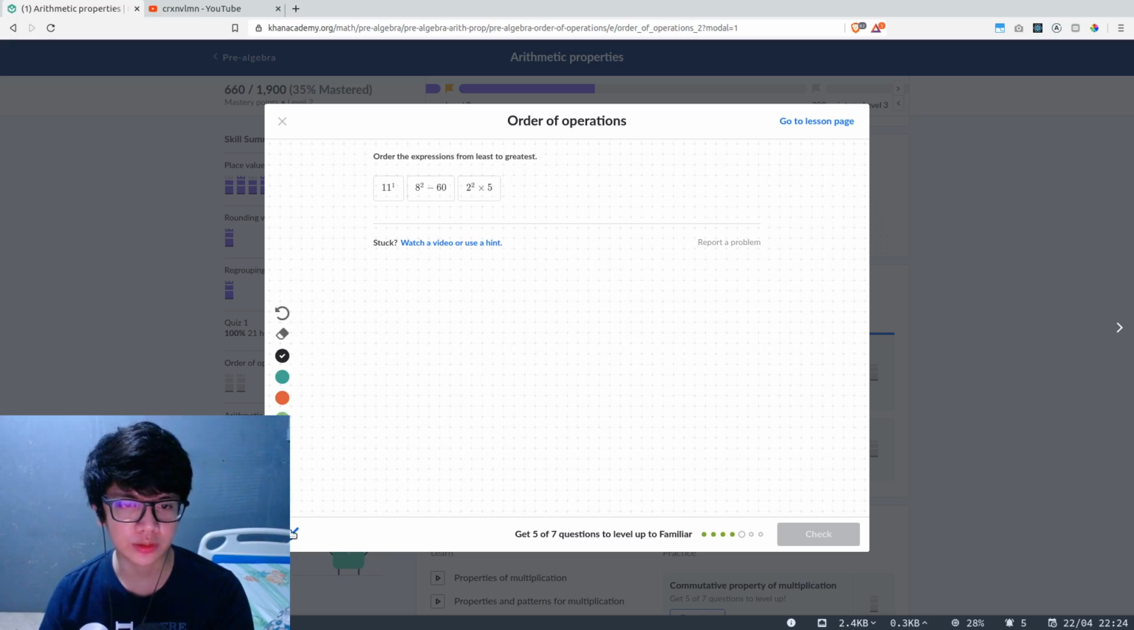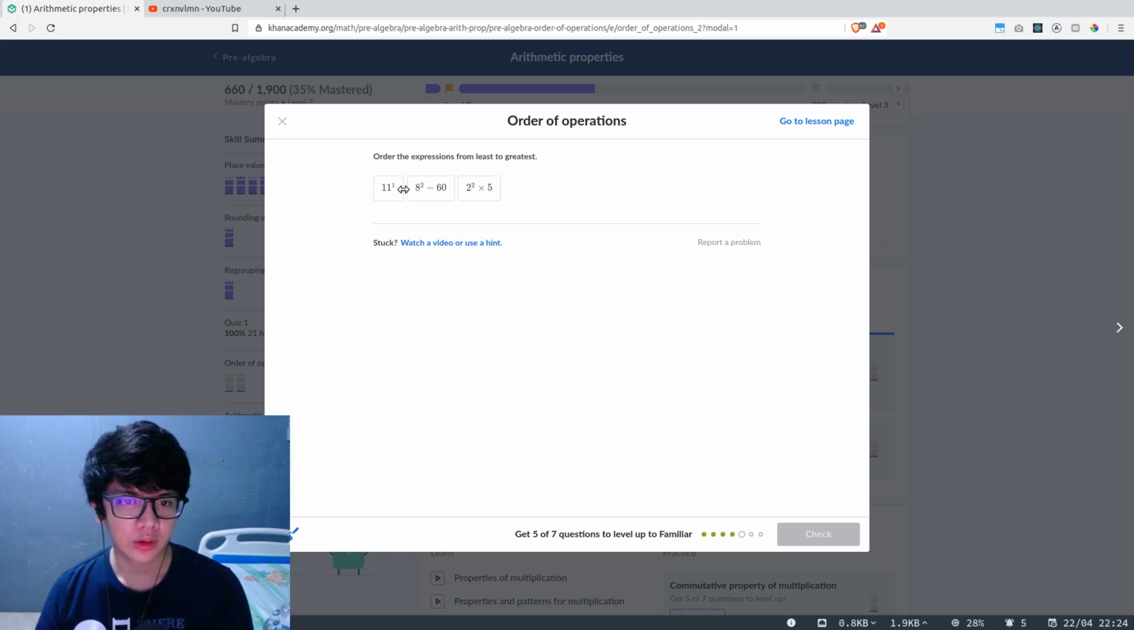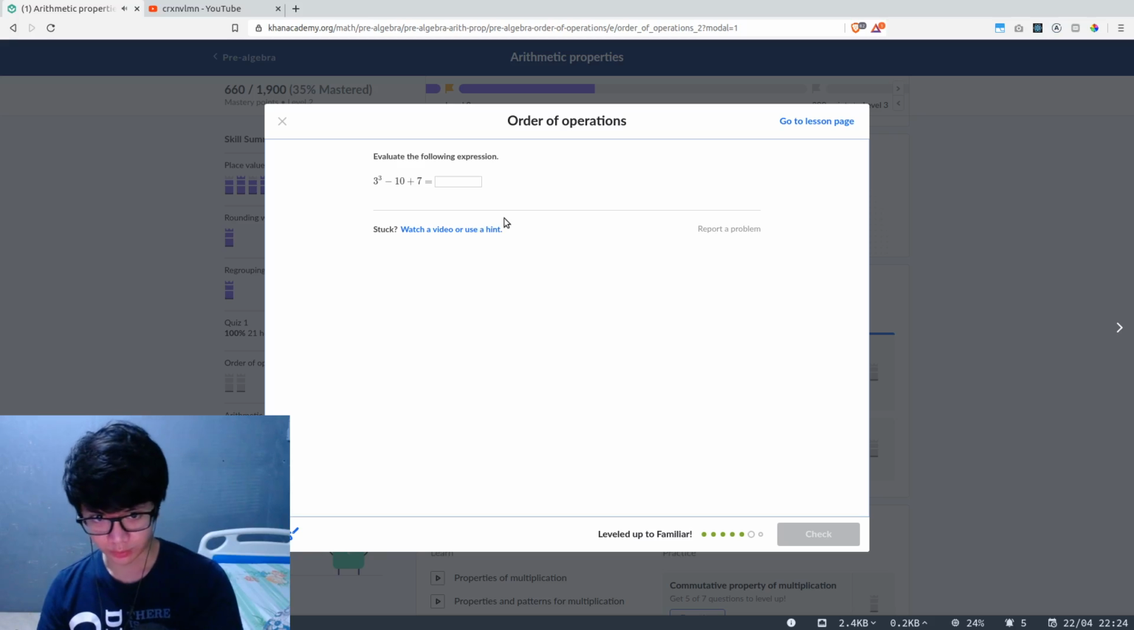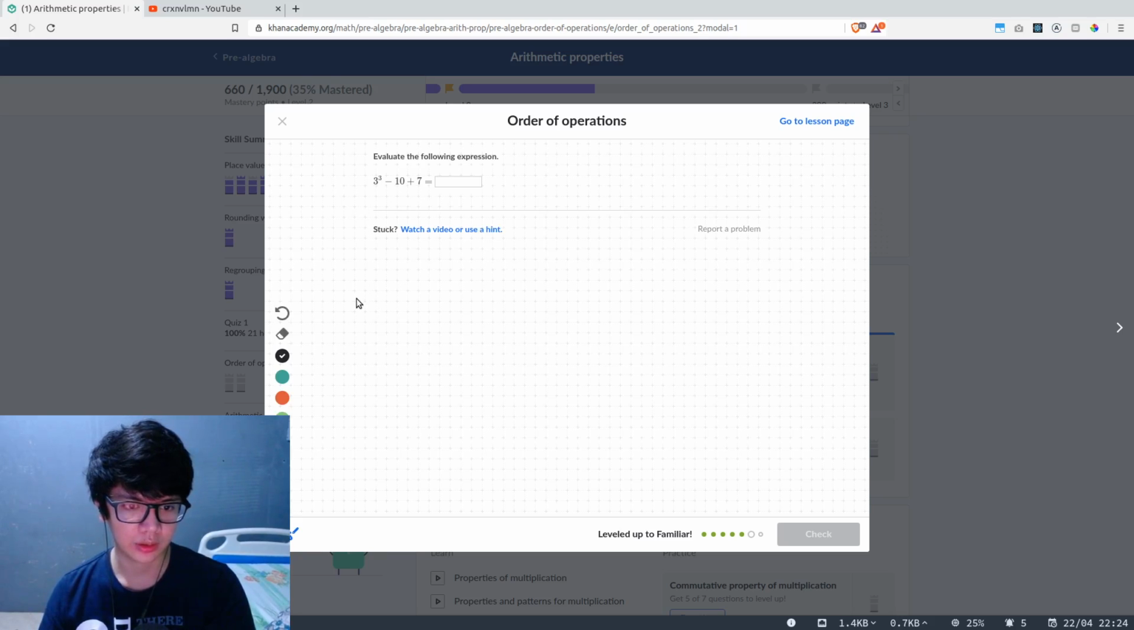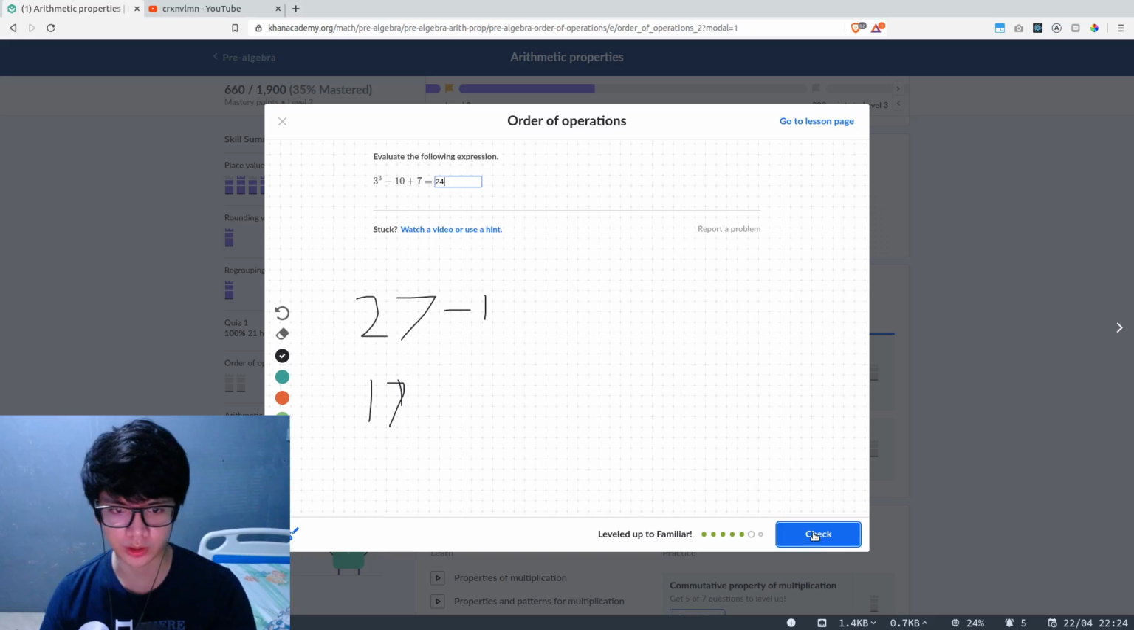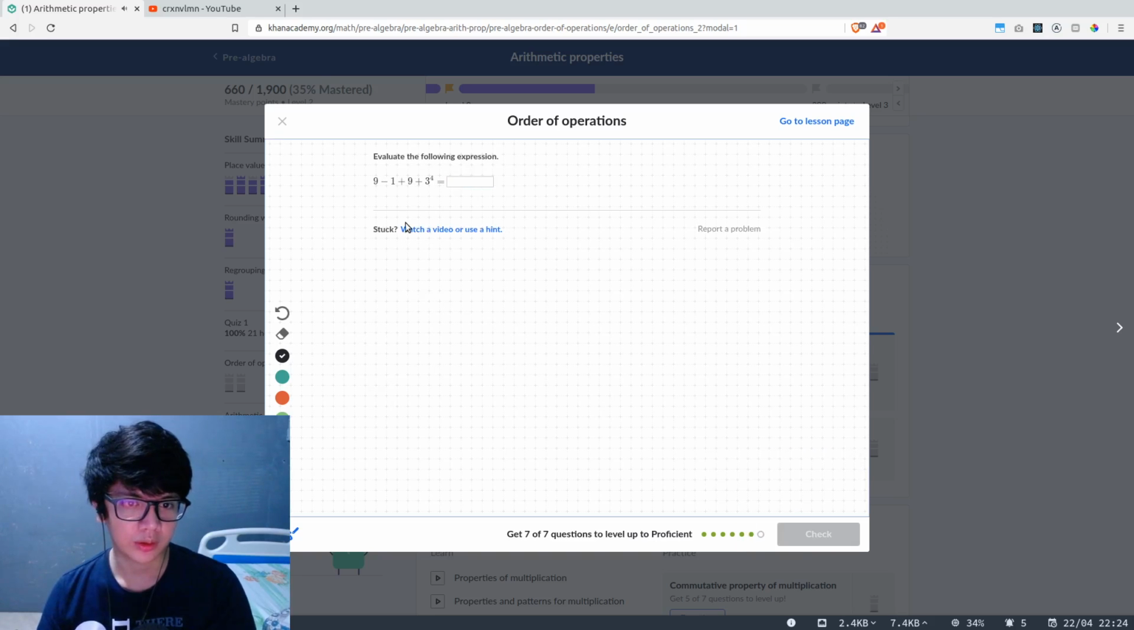Order the expression from least to greatest. Okay, 8 squared minus 60, it's going to be 4. It's 11. 4 times 5 is 20. Okay, cool. Value for the expression. So 3 times 3, 9. Let's say 27. Minus 10, we have 17. With 24. It's going to be 24. I don't know. Cool. Okay.